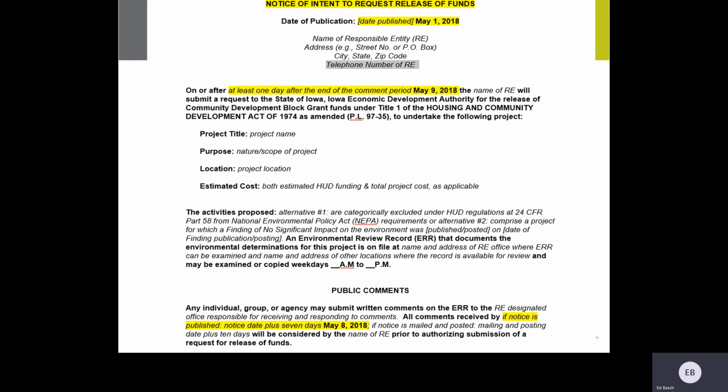All right, so here's the standard notice of intent to request release of funds. Now, this does not include the FONSI. This is just notice of intent to request release of funds.